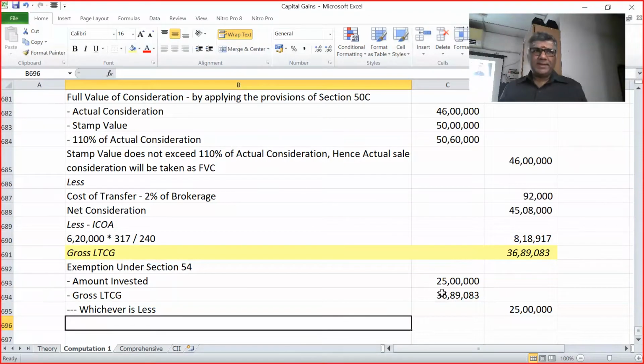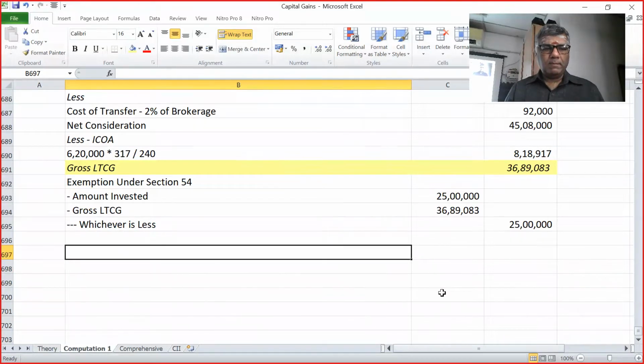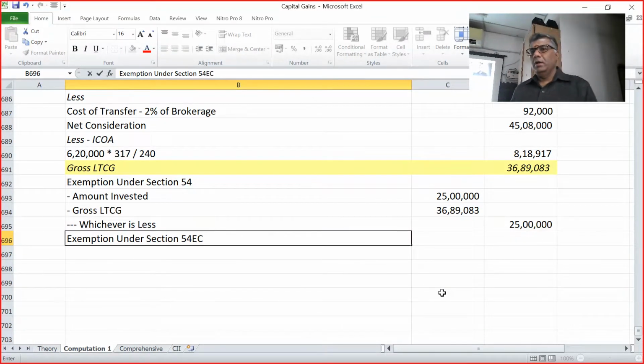Join us from gross LTCG. We are at the 33rd question. Exemption under section 54EC. I want the clause to be clear. You can claim it here, or you can never claim.